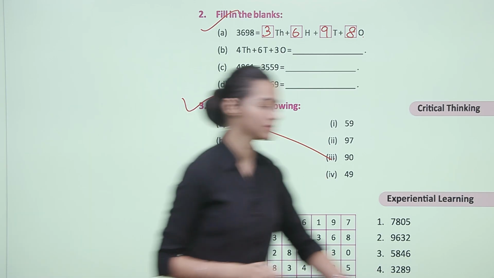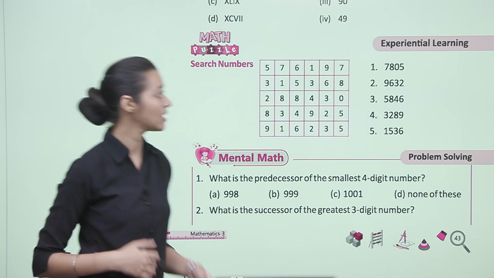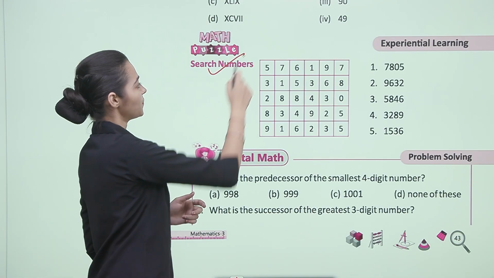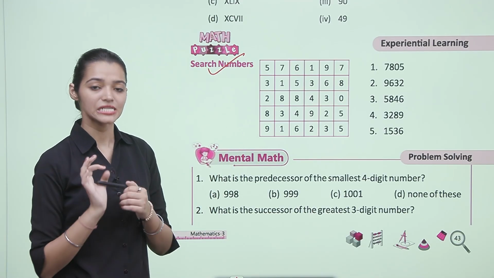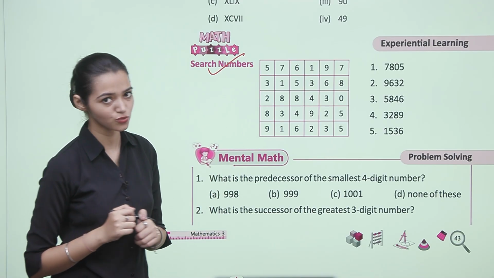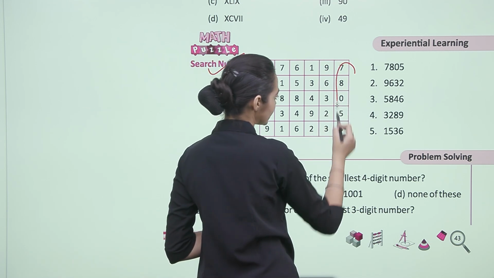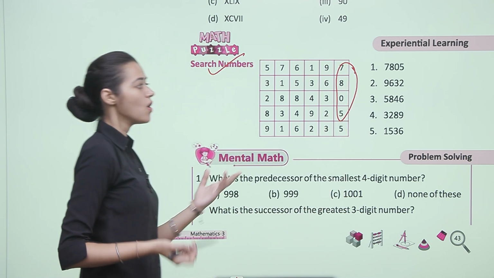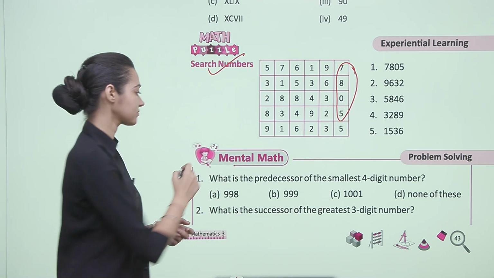Now next one is maths puzzle. We have to search these numbers. 7805. Can you spot? Very good. 7805. That's how we can find all the numbers.